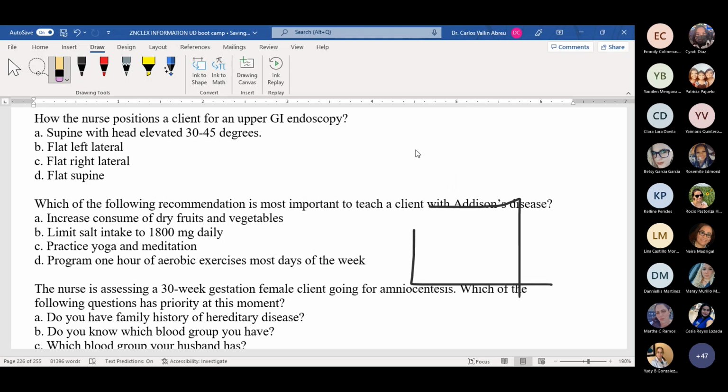There is no special position after the procedure except making the patient comfortable to breathe, with elevation of the head of the bed after the procedure, as we usually do.